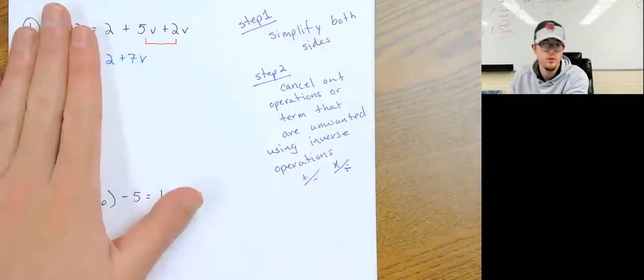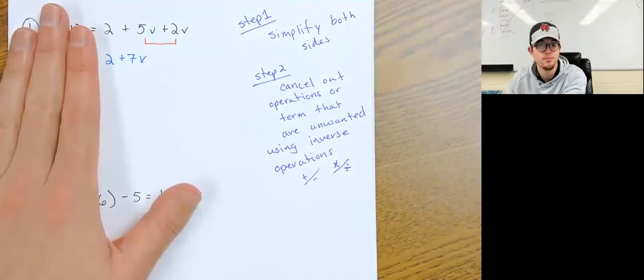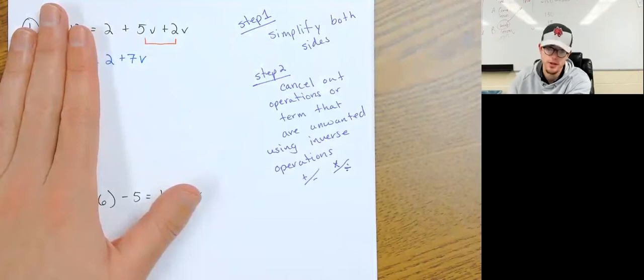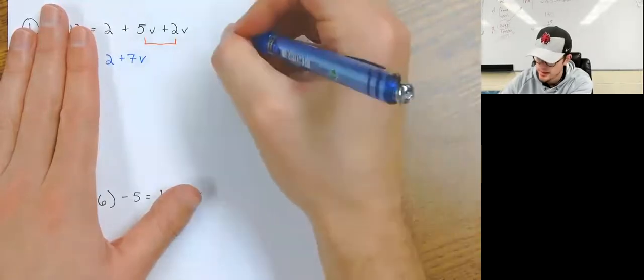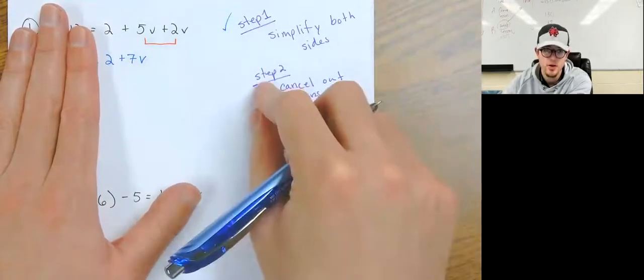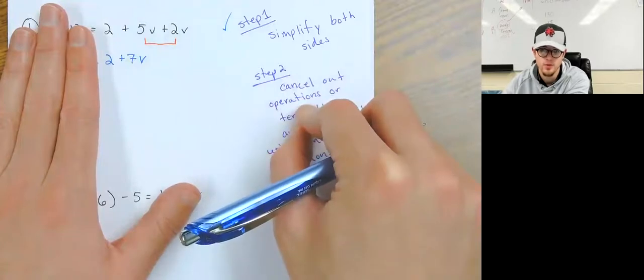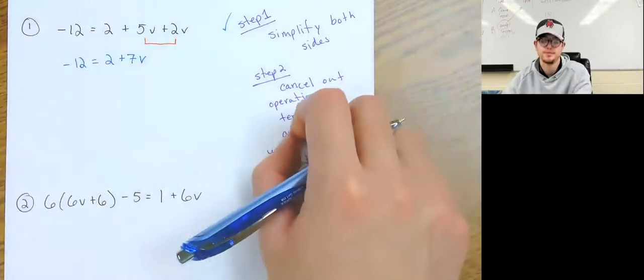All right, now is the right side simplified? I would say yes. I can't combine those. There's no multiplication or division to do. There's nothing to distribute. It's done. Step one is done now, right? I did it. Now step two is cancel out what I don't want, whether it's an operation or a term.